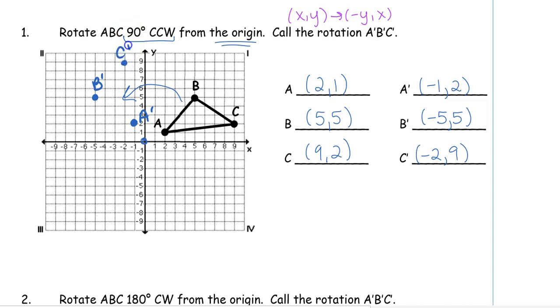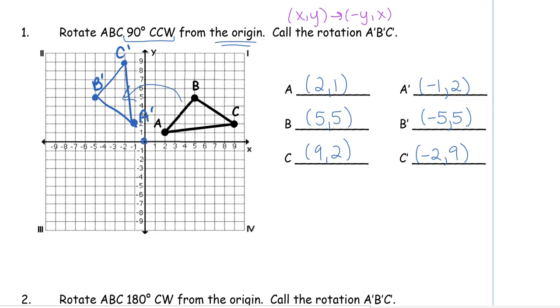That puts me at my image of C here. And we can see that as we took this object in relationship to the origin, I rotated it one click to the left because that's going counterclockwise. This is where my image is going to end up.